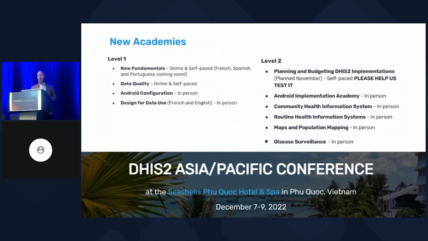Okay. And we have some new academies. So we're always developing new academies, new curriculums. We're adapting the ones that we already have as well. So we have some new level 1s coming out, which hopefully you all get to enjoy. We have a new fundamentals. This is the first time we've had a new fundamentals since 2017. And I believe we have the voice of the new fundamentals here. Yeah, there she is. Yeah, BAO was a huge help in producing the new fundamentals.